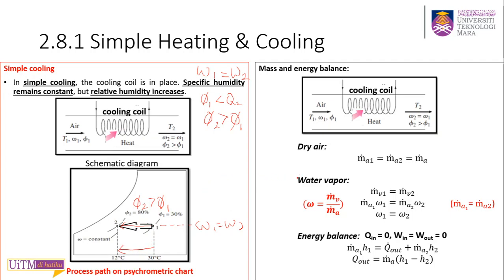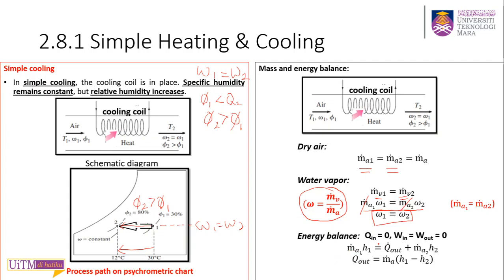So for mass and energy balance, dry air entering the system must be the same as dry air leaving the system. For water vapor, same as just now, vapor entering the system must be the same as vapor leaving the system. One inlet, one exit. Same as just now, we can expand the equation for m dot v using the equation omega equals m dot v over m dot a into the following equation. Since dry air is the same, we can cancel and get omega 1 equals omega 2.